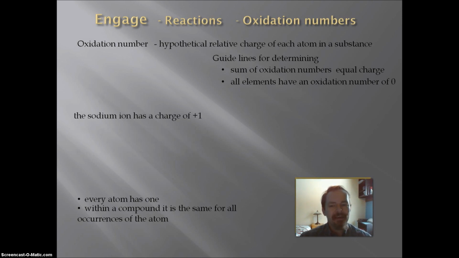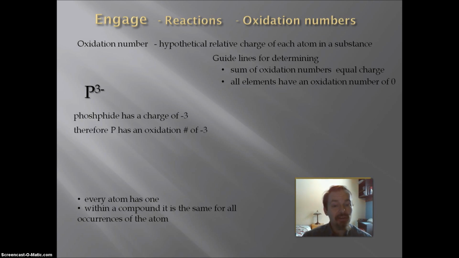We're going to look at ions. The sodium ion has a charge of +1, so its symbol looks like this. There's only one atom and it has a charge of +1. That means its oxidation number has to be +1. We look at an anion the same way. So phosphide has a charge of -3. There's only one phosphorus atom, so the only way the phosphide can have a charge of -3 is if that phosphorus atom has an oxidation number of -3. So from this we can determine that monatomic ions have an oxidation number that is equal to the charge.